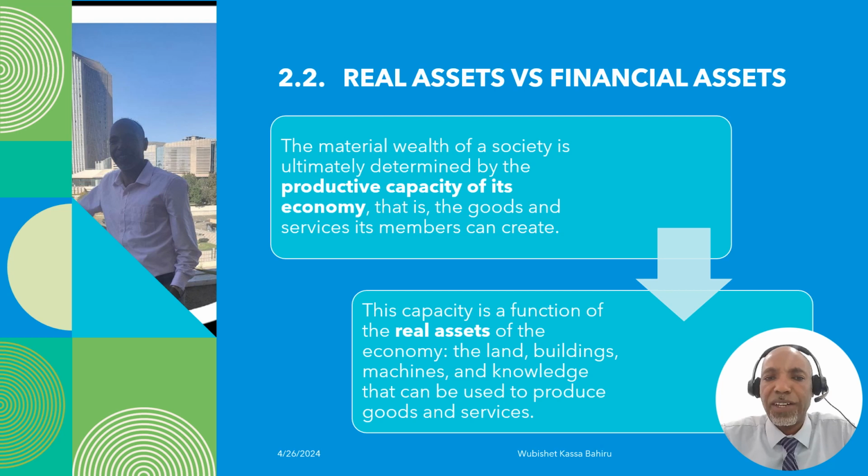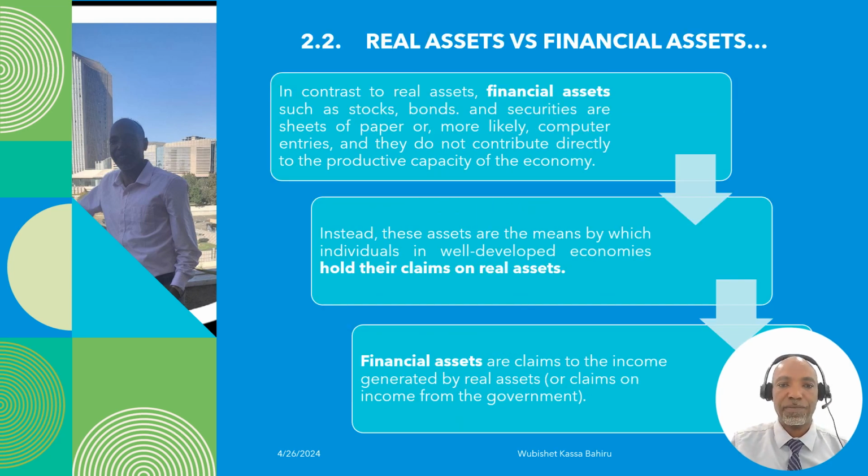In the category of real versus financial assets, as we all know, the material wealth of a society or a given nation is ultimately determined by the productive capacity of the economy, that is, the goods and services that the economy produces or creates in a certain period of time. In turn, this capacity is a function of real assets, such as land, buildings, machines, and the knowledge that can be used to produce goods and services. In contrast to real assets, financial assets such as stocks, bonds, and securities are simply sheets of paper, or more likely computer entries, that do not contribute directly to the productive capacity of the economy of a given nation.